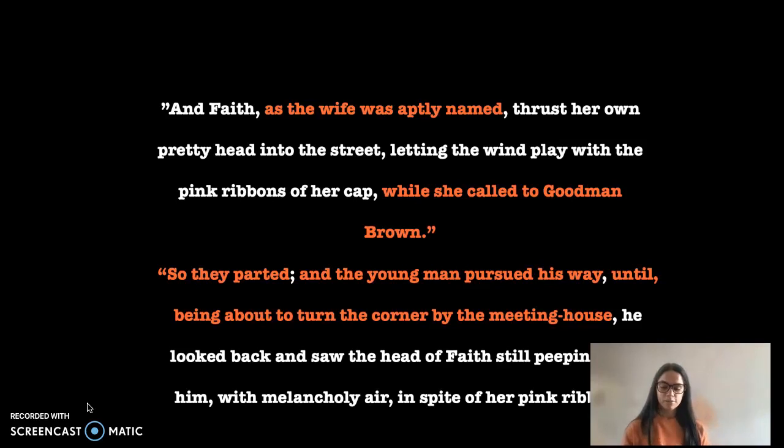Hawthorne uses the adverb clause to present a state of contrast. He is contributing to the message of the story. Next, you will see three important subordinating conjunctions. So you have so, and until. "So they parted, and the young Goodman Brown pursued his way, until being about to turn the corner by the meeting house." So this is a rather large sentence.